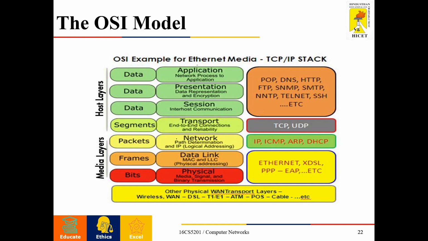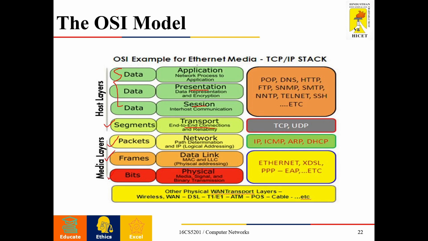That's what we've seen. So the top three layers will represent the data in terms of data itself. The transport layer represents data in terms of segments, the network layer in terms of packets, the data link layer in terms of frames, and the physical layer in terms of bits. The application layer handles network process to process applications. The representation, encryption, and data representation will be taken care of by the presentation layer. The session layer does inter-host communication.